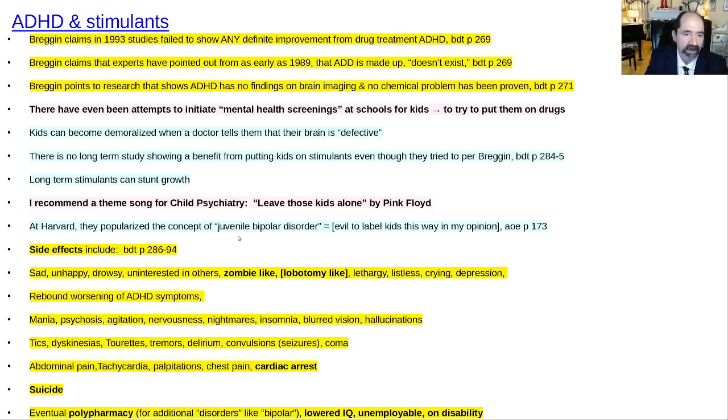It was Harvard where they popularized the concept of juvenile bipolar disorder. Okay, I think I read a book by a Harvard doctor recommending stimulants for attention deficit and whatnot. It's evil, okay? And it's a way to get grant money. You promote these types of things and a lot more drugs are going to be sold. It's bad. Okay, side effects. This is just some of the side effects.